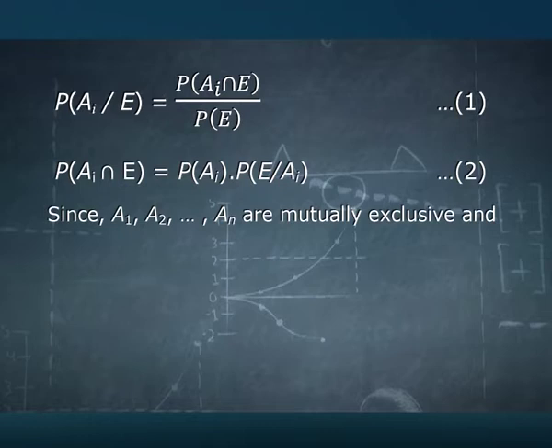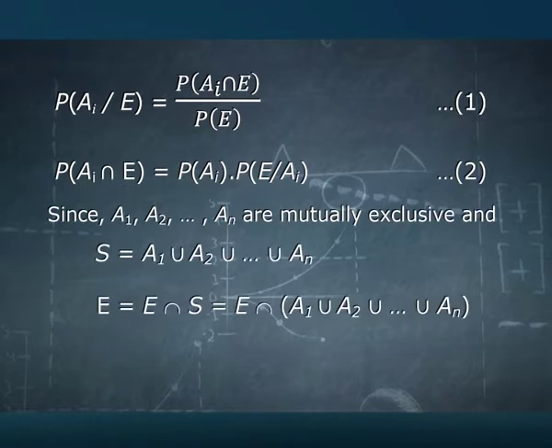Since A1, A2 and so on AN are mutually exclusive and S is equal to A1 union A2 union so on AN, E is equal to E intersection S, which is E intersection (A1 union A2 union so on AN). So this is equal to E intersection A1 union E intersection A2 union so on E intersection AN.